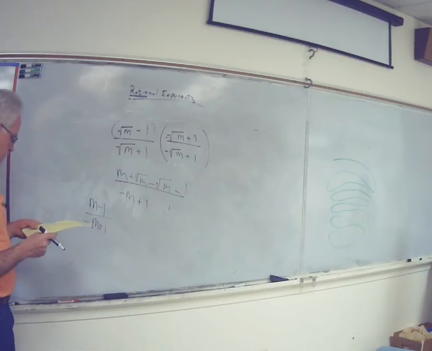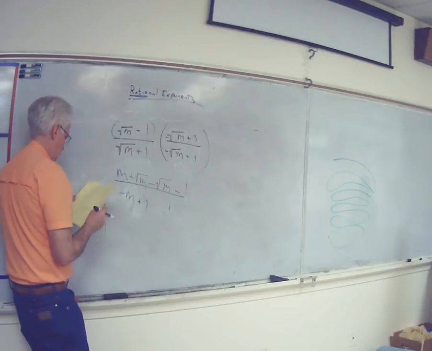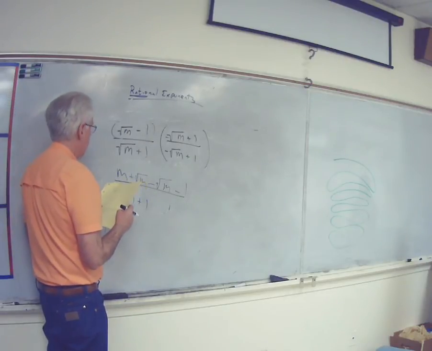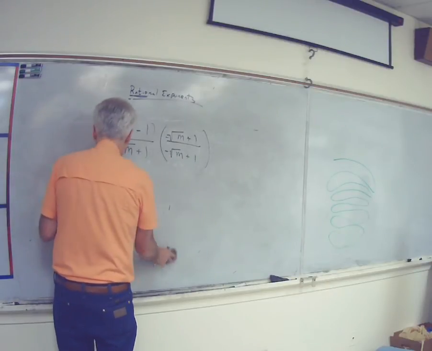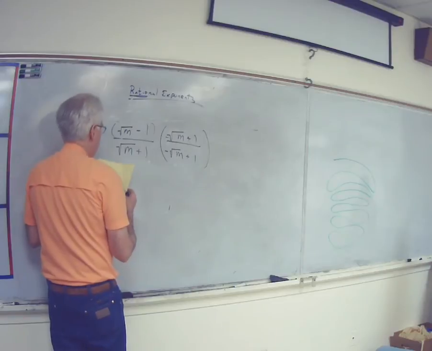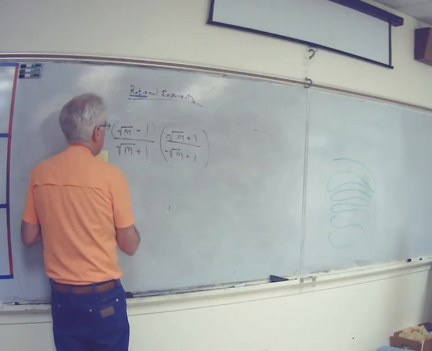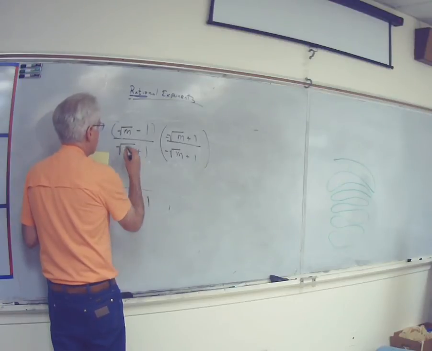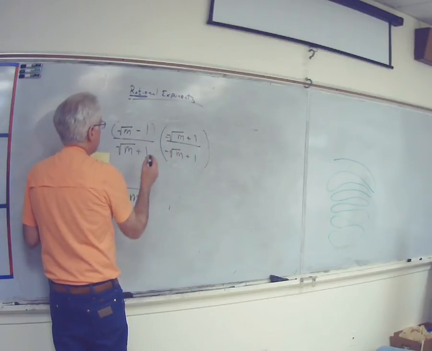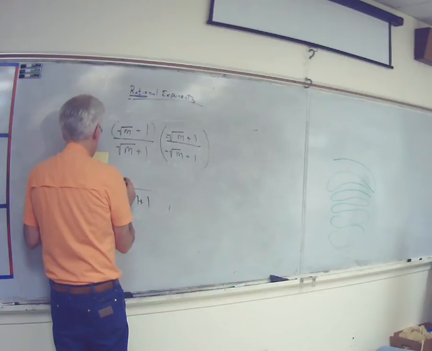Why isn't the top minus as well, if you're multiplying? Okay, let's look. Did I make a mistake here? Oh, it's minus the square root of m. You're right, I made a mistake. Thank you. So down here we said was minus m plus 1. That's right. But then the square root of m times the negative square root of m is minus m. Does that make sense?